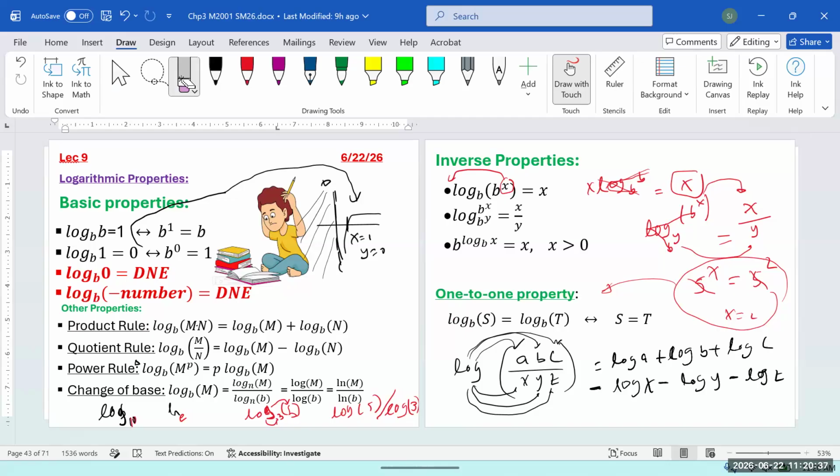Any questions? Mm-hmm. Is that equal to log 5 by log 3? Mm-hmm. So arguments divided by base. You put log on each.